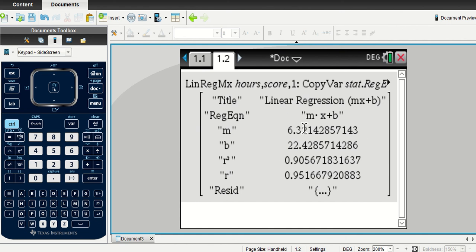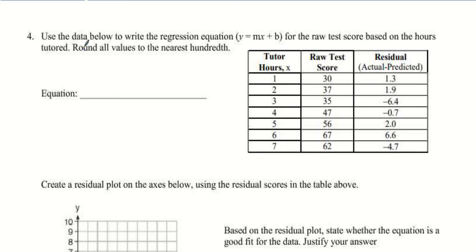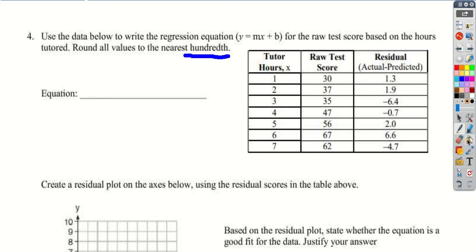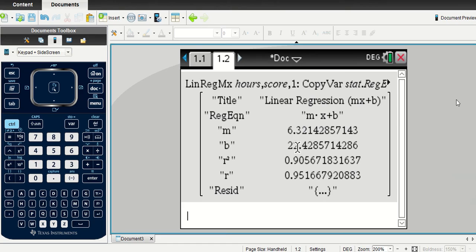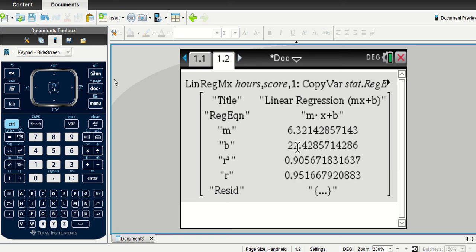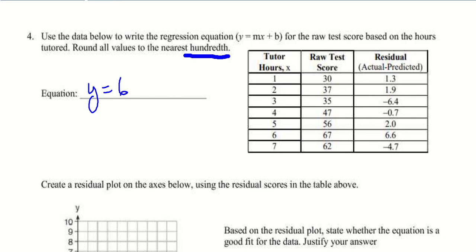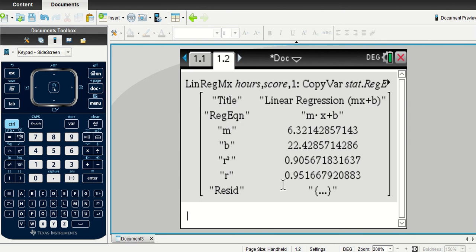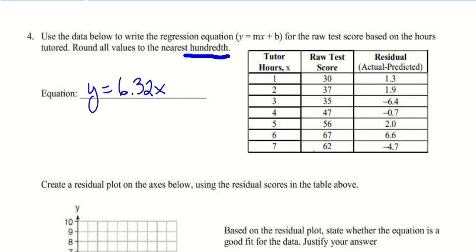So it's y equals mx plus b. Here's m, and here's b, and it does say to round to the nearest hundredth. So now we know what to round to. So y equals m, hundredth is 6.32, and the next number after the 2 is a 1, so it stays a 2, so 6.32x. And then the y-intercept is positive, it's 22.42, and the next one's an 8, so it's going to make it a 3, so plus 22.43. And there's our equation.